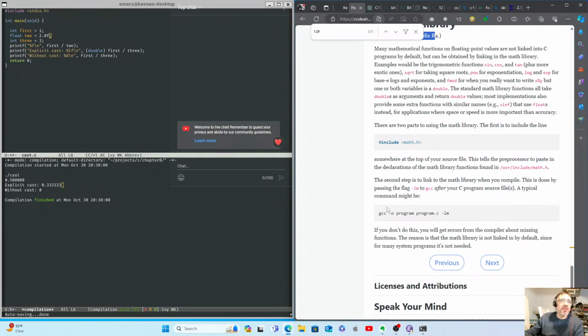A typical command might be gcc with the -lm flag at the end. If you don't do this, you will get errors from the compiler about missing functions. The reason is that the math library is not linked in by default, since for many system programs it's not needed.